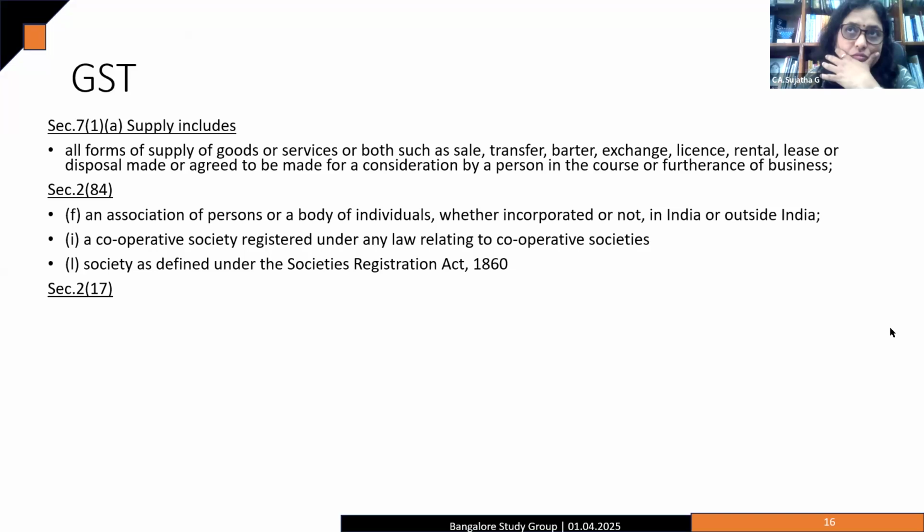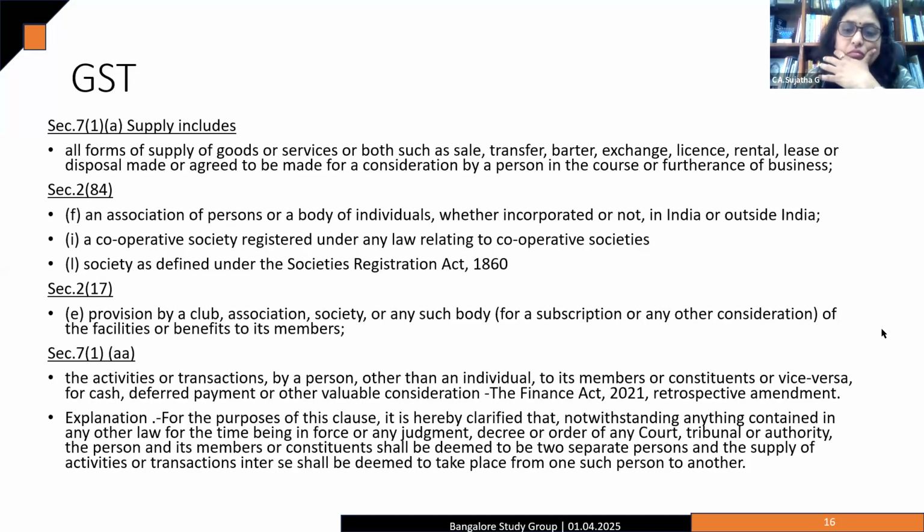But I think this explanation will also get challenged, because they cannot say that you cannot follow the judgment of a court, tribunal or authority. You cannot bring out an explanation saying that it will not have any force in law. That is what I can understand. They are also trying to bring out a deeming fiction by way of explanation that they are deemed to be two separate persons, though they are not two persons, because when you talk about mutuality, the club and its member are one and the same. But if you see the explanation, by deeming fiction they are trying to overcome that judgment. So I still believe that to bring clarity to section 2(84), a specific section was brought in by 7(1)AA. That is my view.